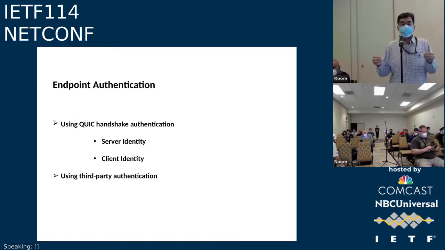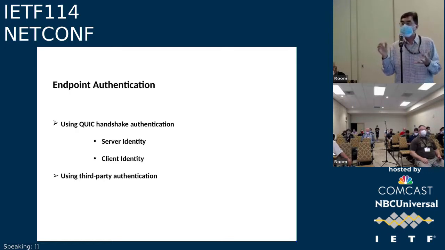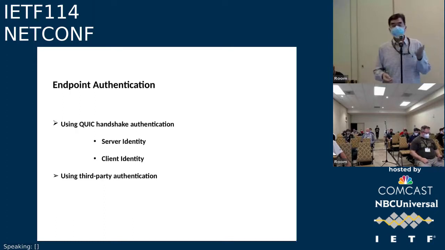So, about authentication using a QUIC handshake. Basically, we just reuse procedures or rules already defined. For example, for the server identity, we just reuse those rules already defined in RFC 4642. And for the client side, client identity is determined by local policy. And then we can also use third-party authentication. So let's look at the details. Next page.